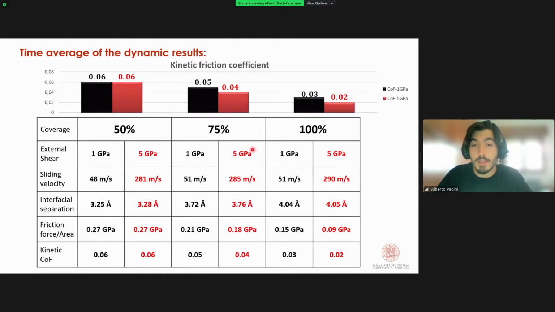Then we repeat the same analysis also for 5 gigapascal of applied lateral shear. Now the velocity is increased to almost 300 meters per second. And we see an interesting behavior of the friction force: for the systems which possess the most coverage of hydrogen, the friction force decreases with the lateral velocity, with the applied shear. And we want to further investigate this fact.